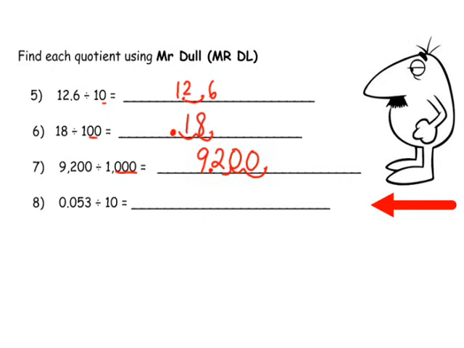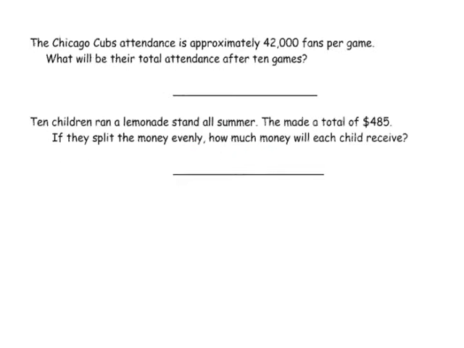In our last example, we have 53 thousandths. And we are dividing that by 10. It has 1 zero, so I'm just going to move the decimal 1 spot. That would be 53 ten-thousandths. All right, let's look at a few practical examples here.